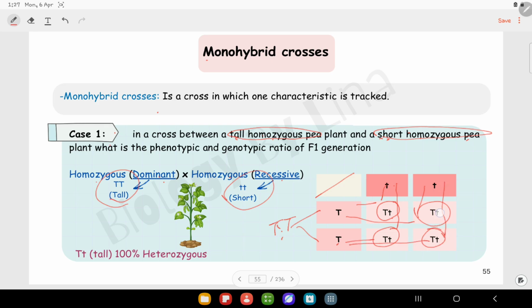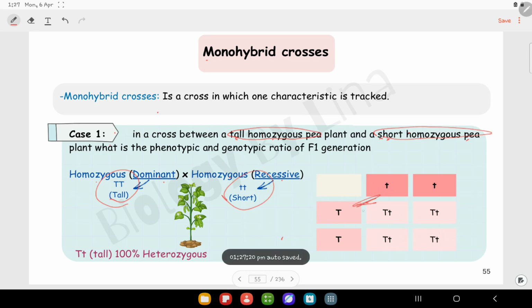So all these offspring, are they tall or short? They are all tall. As phenotype, we can say all of them are tall, and as genotype, all of them are T capital T small, or all of them are heterozygous. So whenever you cross homodominant with homorecessive, all of them are tall and all of them are heterozygous.